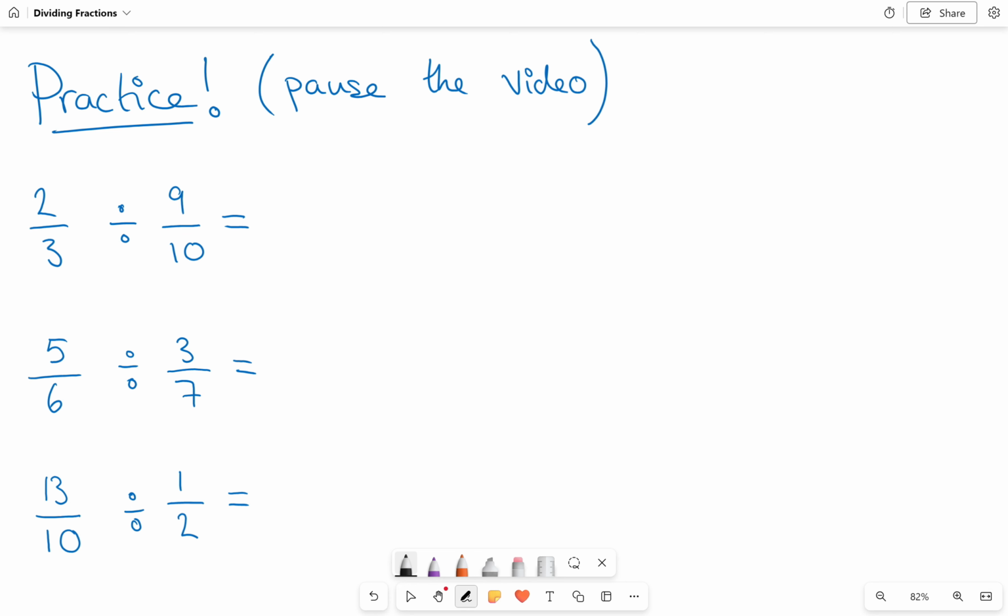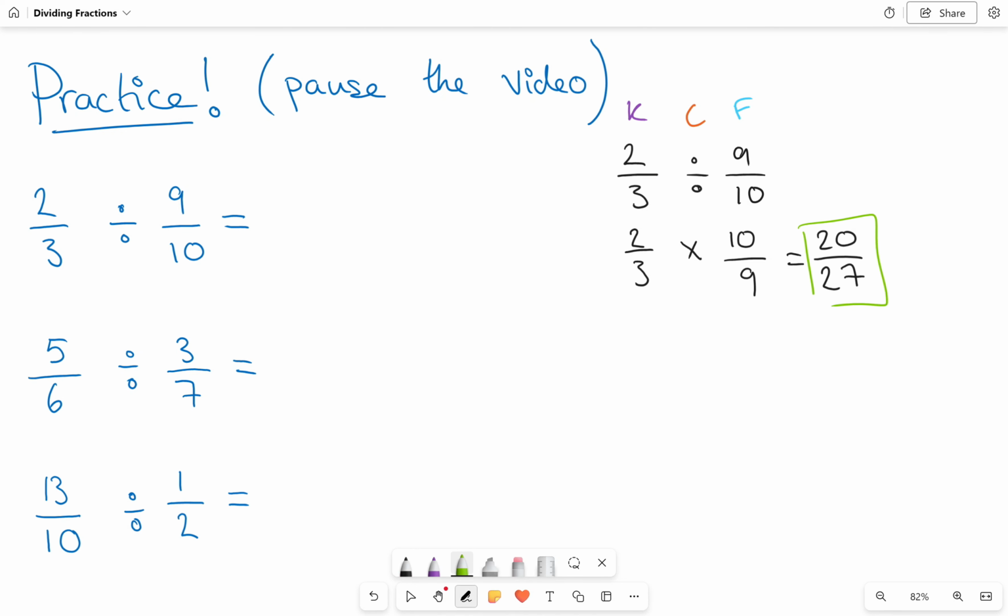Alright, welcome back. Let's get straight into it. So, I'm going to rewrite the question over here: 2/3 divided by 9/10. We want to do the KCF method. First thing we do is we keep 2/3. So I'm going to write it underneath. We're going to change the division sign to a multiplication sign. And then we're going to flip the last fraction in the equation. Now we're just going to times them out. So 2 times 10 is 20. And 3 times 9 is 27. That is the answer to the first one.